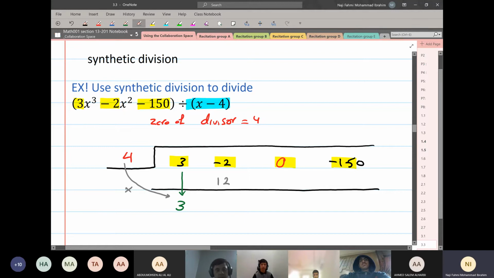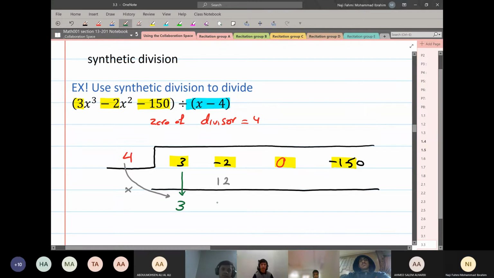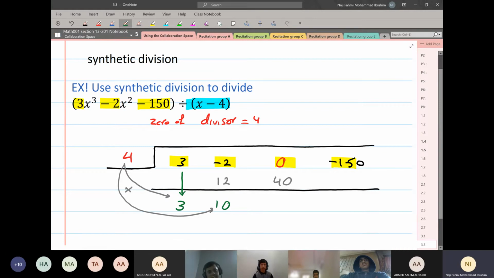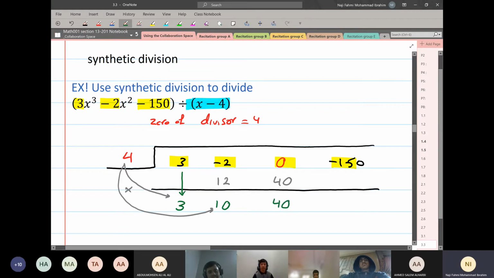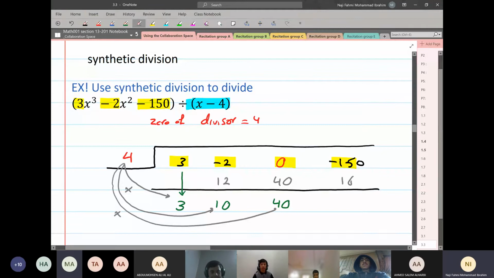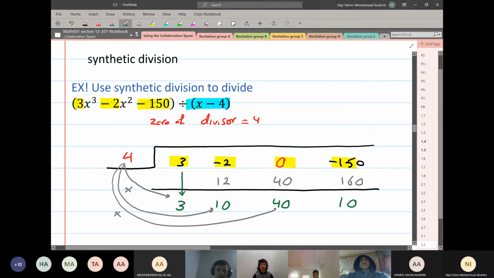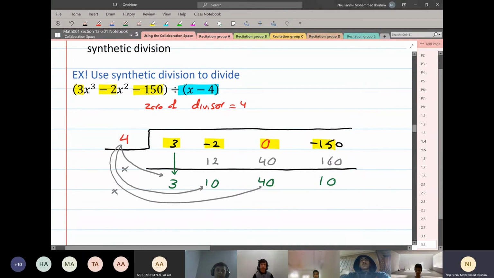is 12. I'll put it under the -2. Then we add -2 plus 12 is 10. Next step is to multiply 4 by 10, which is 40. Then we add 0 plus 40 is 40. Then next step, multiply 4 by 40. It's 160. Add. The answer is 10. Now we are done.